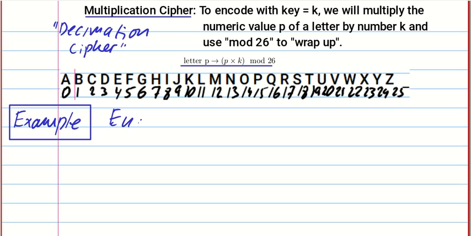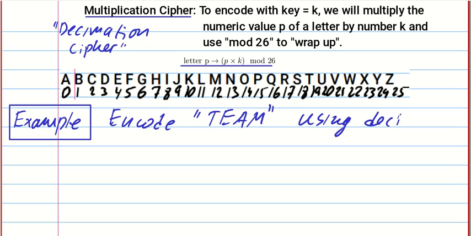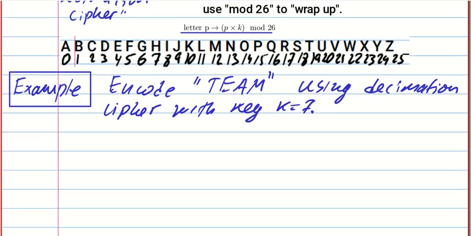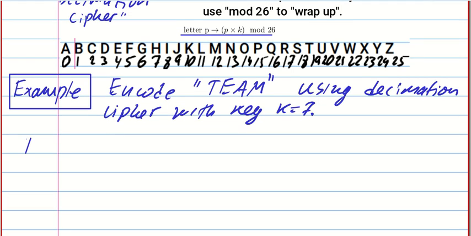So the assignment says: encode the word team using decimation cipher with k equals 7. We already have the alphabet, we don't have to write it out, and we just start with letter T. We go to the alphabet and look up T. T has a numeric value of 19, right?